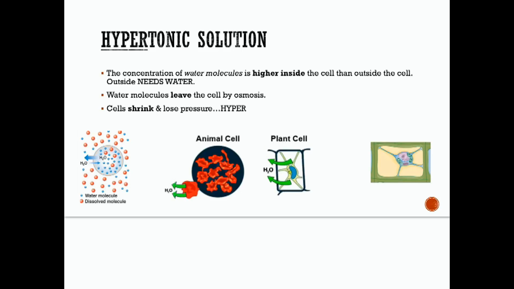Okay, the last solution a cell could be in is hypertonic solution. The concentration of water molecules this time is higher inside of the cell than outside of the cell. So the outside of the cell is the area that needs water. Okay, look at the cell. There's all these water molecules inside of the cell. All right. And outside of the cell, it's like totally sugary or totally salty. It's got all these red dissolved molecules. The outside of the cell needs water.